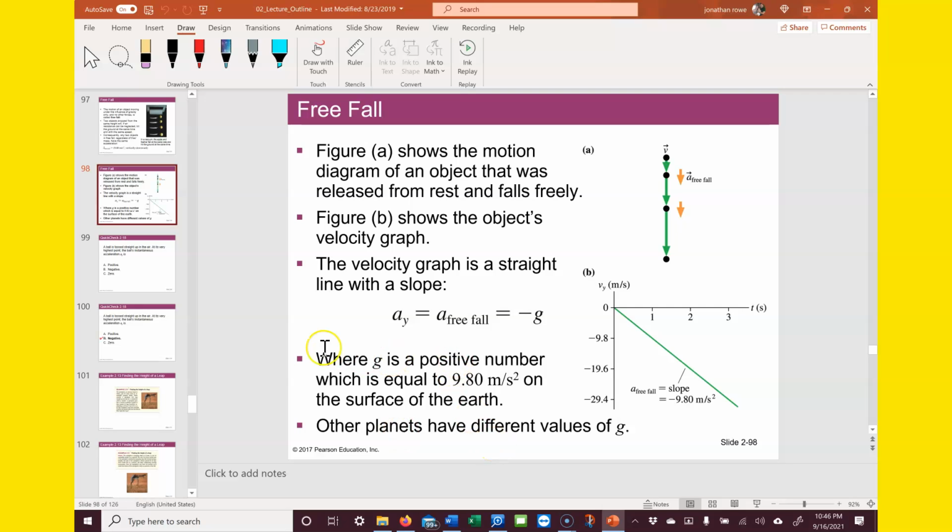Other planets have different values of g, and this is also for objects that are of relatively small size compared to the Earth. For another planet, something different would be going on that we would have to talk about later, because it would have its own gravity that would be happening also.